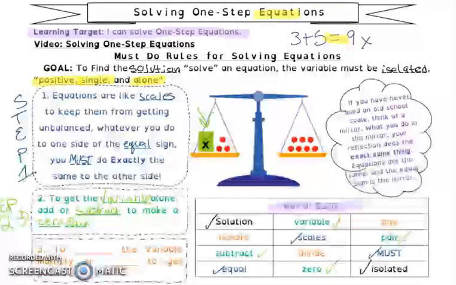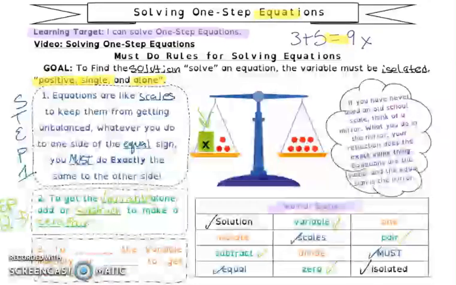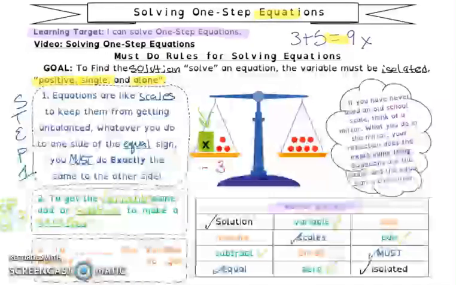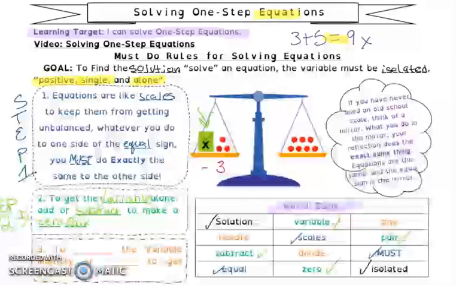Right now I have positive 3 red circles. So I would need to do the opposite of positive 3. So I would do minus 3. But if I do it to one side, I have to do it to the other side.